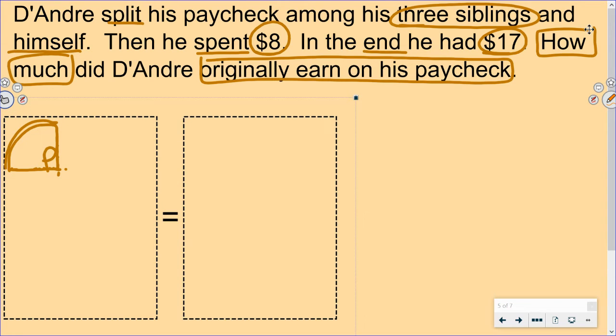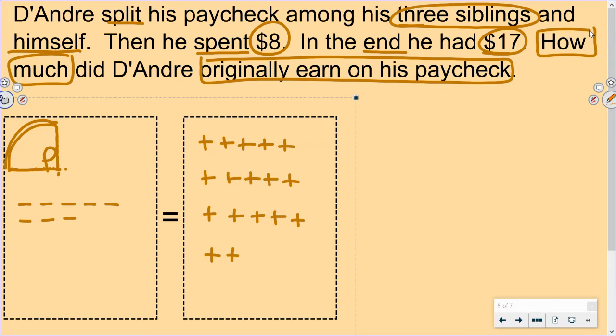On top of that, he then spent, or shall I say lost, another $8. 1, 2, 3, 4, 5, 6, 7, and 8. In the end, he's got 17. 1, 2, 3, 4, 5, 6, 7, 8, 9, 10, all the way to 17.